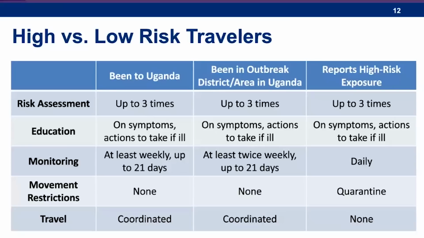If you've been to an outbreak district or an area in Uganda, you get that same 3-time risk assessment. You're educated again on symptoms and actions to take if you become ill. You're monitored twice a week. There's no movement restrictions, but we would like to coordinate your travel. And then if there's an individual who reports a high risk exposure, again, they have that same risk assessment of any traveler, that same education.